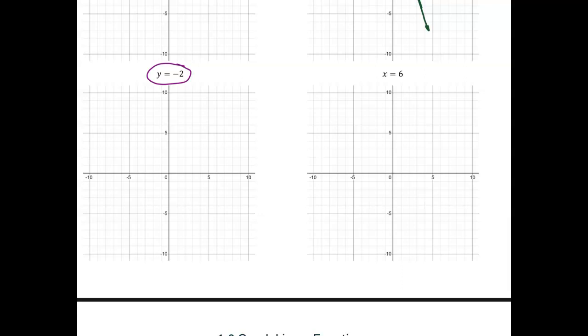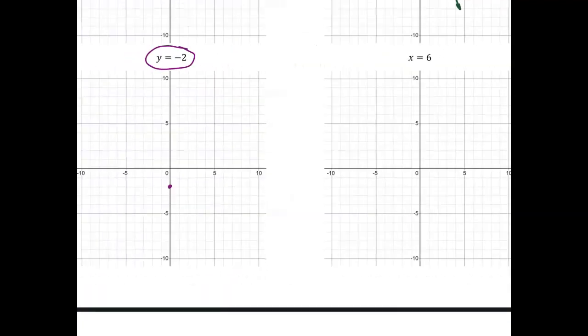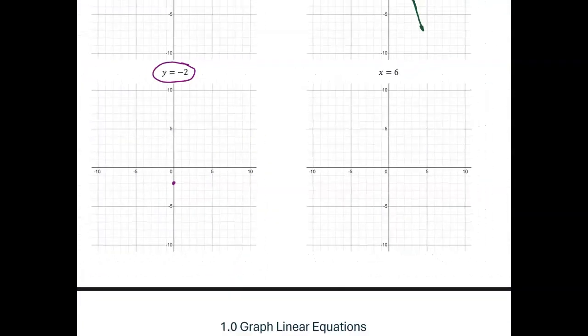So if x is 0, y should be -2. And if, I guess that doesn't quite work, x is 3, y should be -2. And if x is -5, y should be -2. And what we get here is a horizontal line. So all the way across with the same y value is a horizontal line.